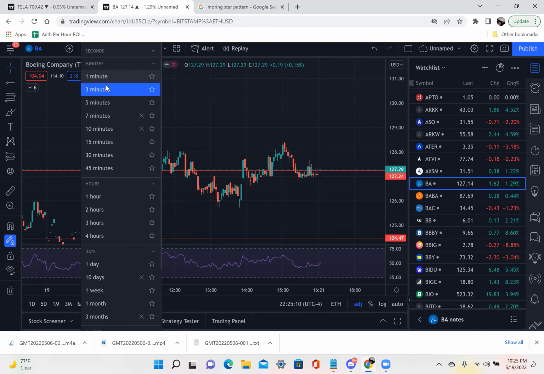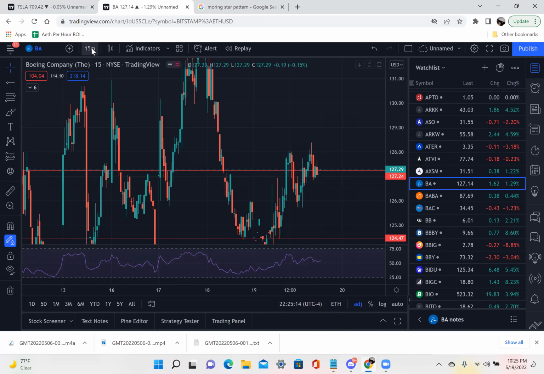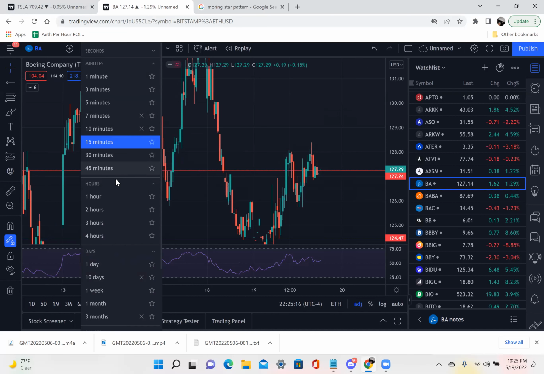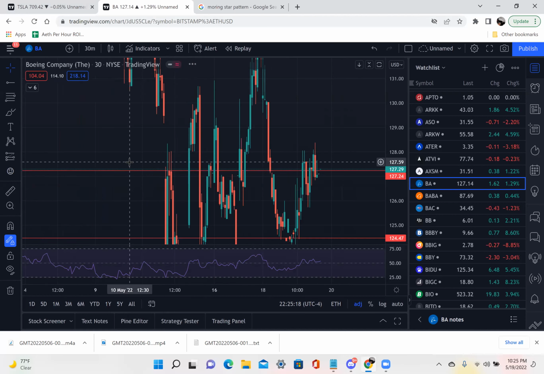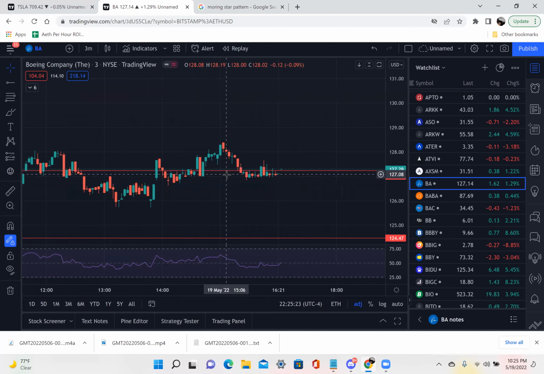Trading a 3 minute, a 1 minute, a 5 minute is completely different than me trading a 15 minute. It is completely different than me trading a 30 minute. You know what I'm saying? These time frames are in and out.